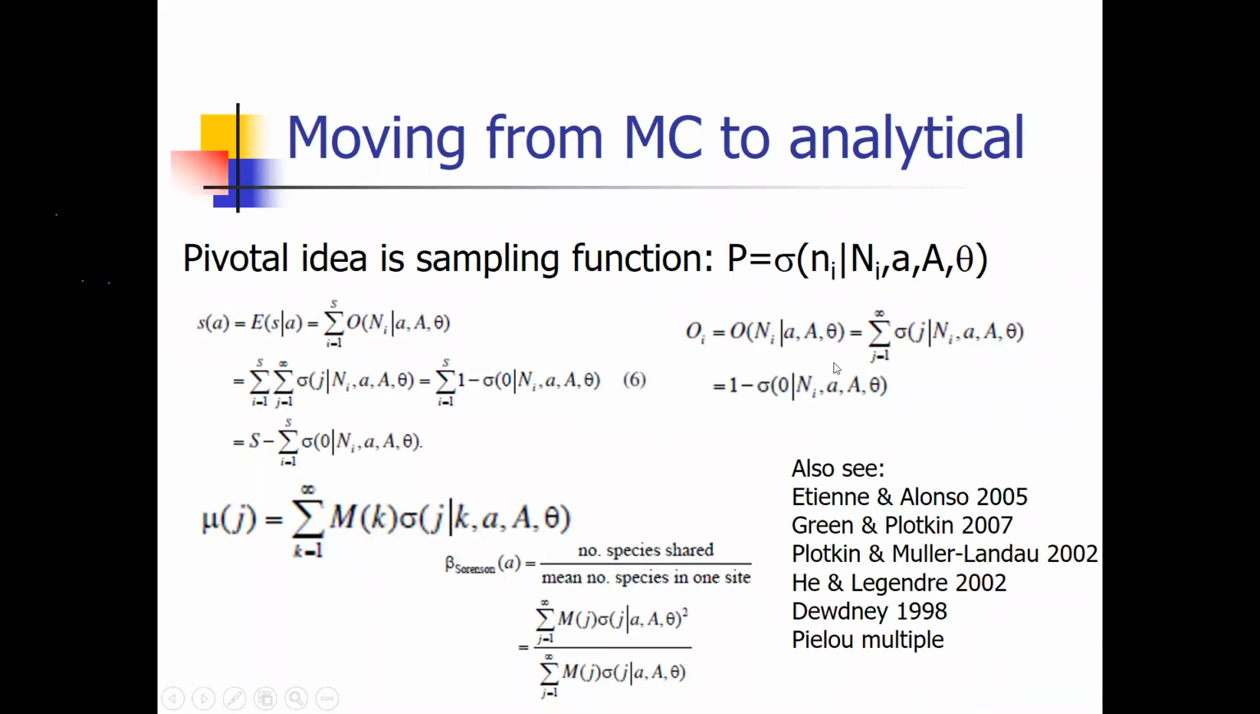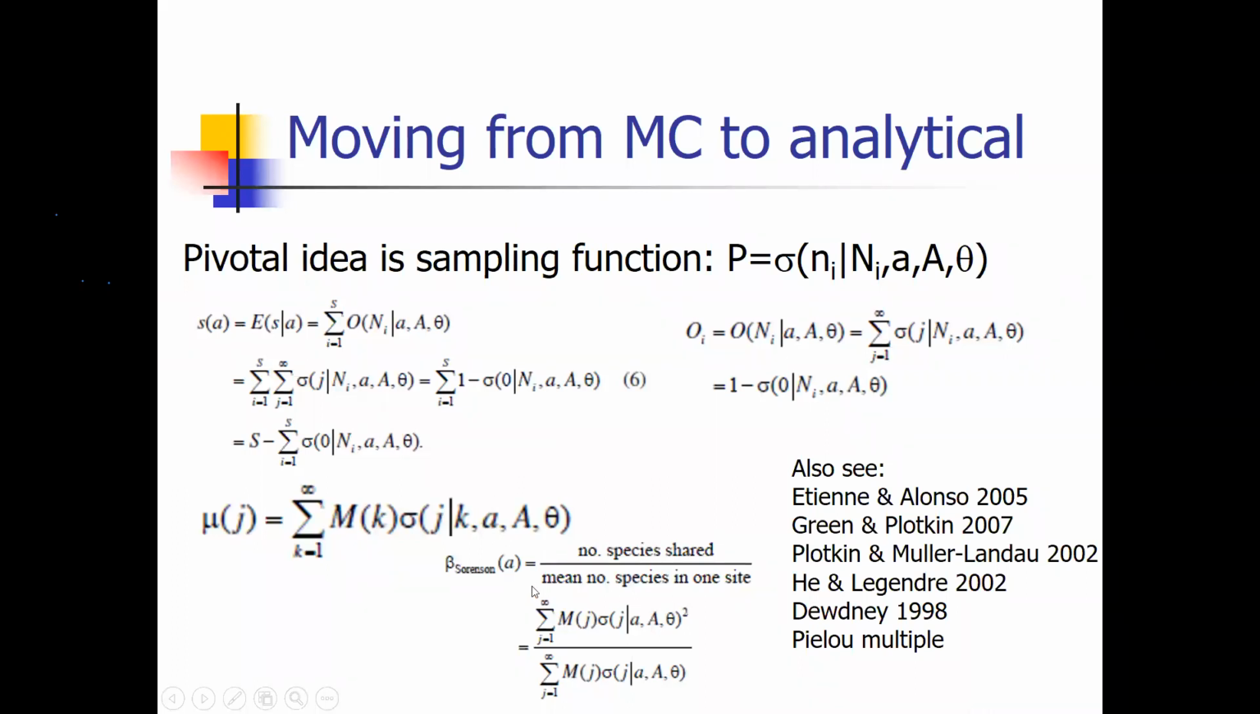Here's occupancy, same thing. Occupancy is 1 minus the probability of having no individuals in the sample, right? Remember, this first slot is the number of individuals. The local species abundance distribution, which I'm denoting here by mu, so this is the proportion of species that have an abundance of J, is really just a convolution of the regional species abundance distribution with a sampling function.